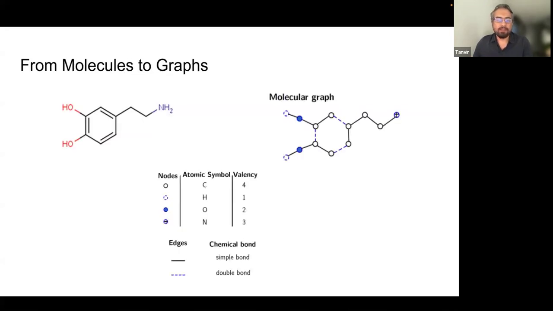What we call here a node: a node represents an atom, which can have a symbol. It can have other features like valency or weight or any other atomic specific features. And different nodes can have different symbols. We can represent different atom types with different nodes.